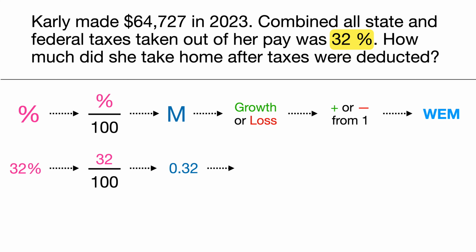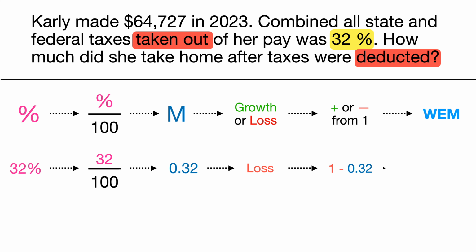Now we have to figure out: was it a growth or a loss? Here you've got to look for keywords. It says combined all state and federal taxes taken out of her pay was 32%, and it asks how much did she take home after taxes were deducted. By seeing that, we can tell it's actually a loss that we're calculating. If it's a loss, we subtract the multiplier from 1. So 1 minus our multiplier of 0.32 gives us a whole equation multiplier of 0.68. If you think about that, it means we're going to calculate what is 68% of the original account. That's what 0.68 means.